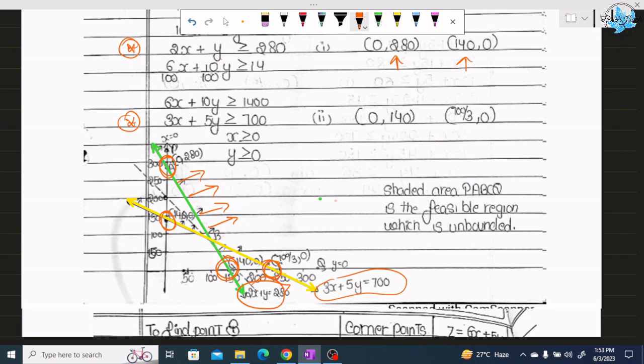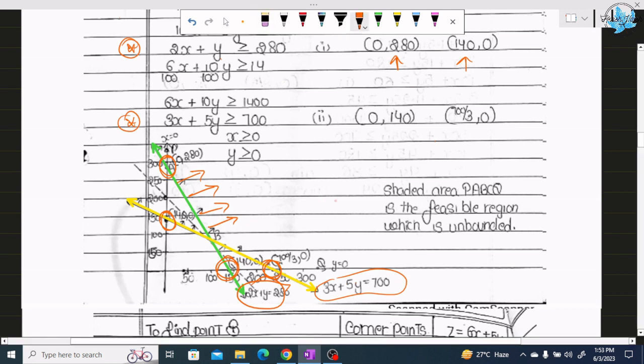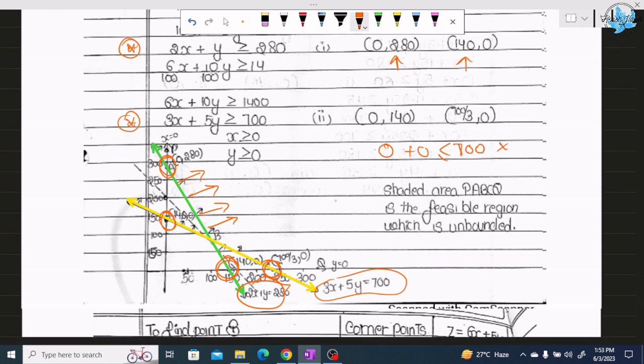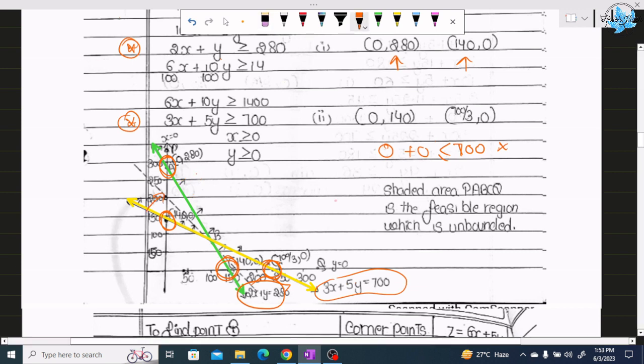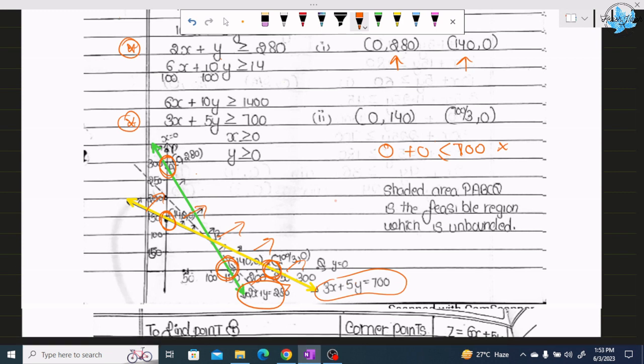Similarly, you can see the second equation, that is the yellow line. Consider the point on the origin. On the origin, when you put x and y as 0, you will get this, and this will not be satisfied. It means the area opposite to the origin will be shaded. So on the yellow side it will also be opposite to the origin.